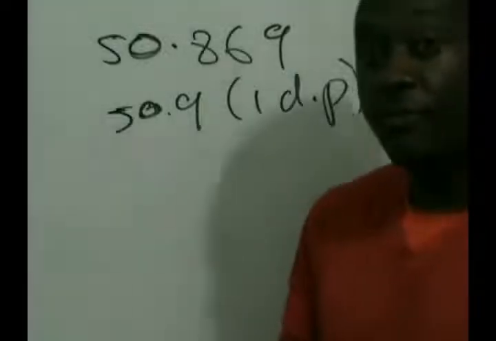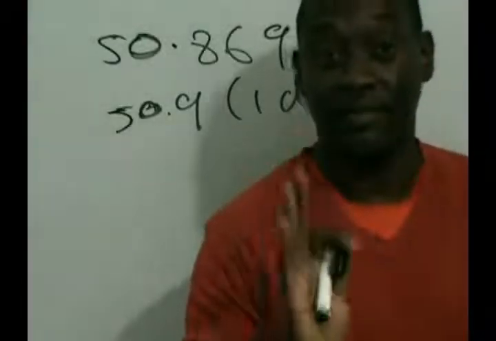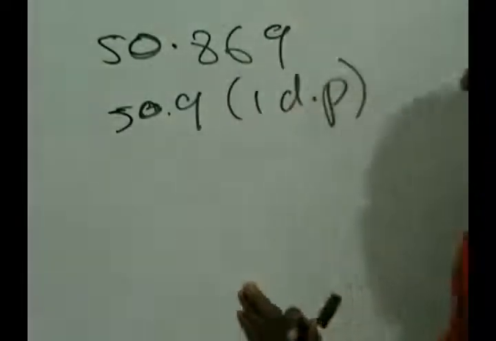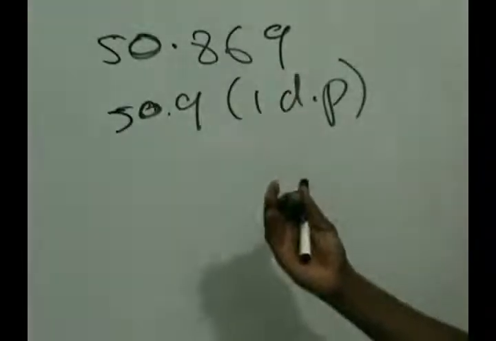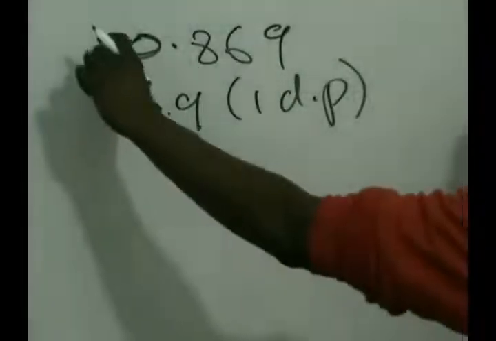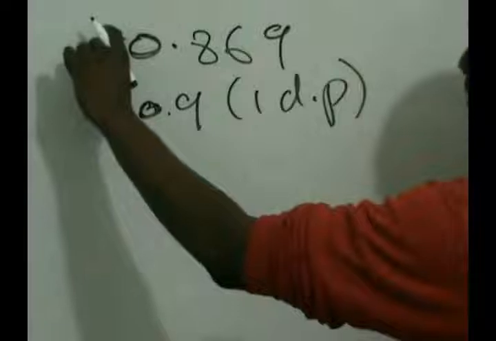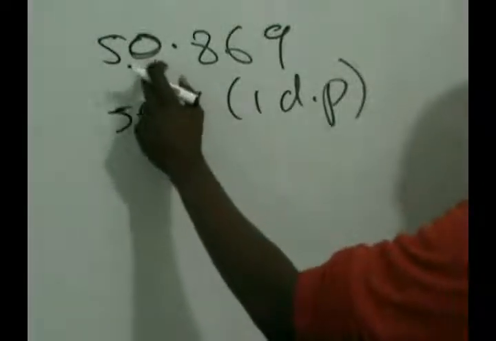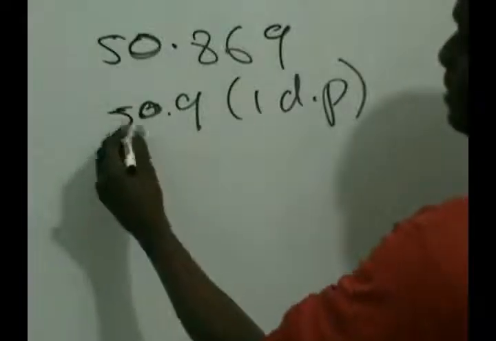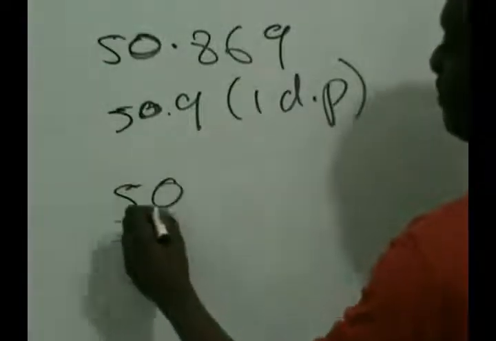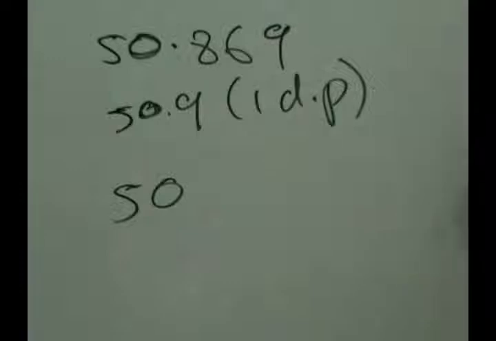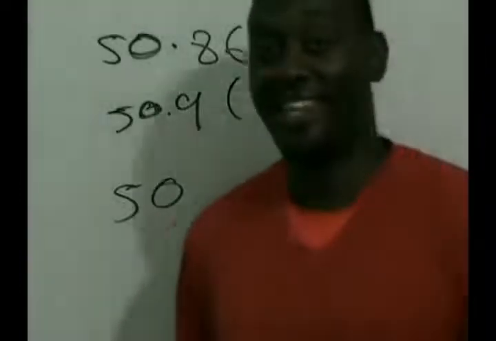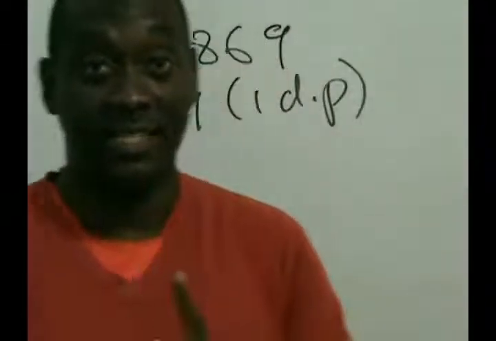Alright? If we had to express this in significant figures, right? 50.869 to one significant figure, the first significant figure is the 5. And since the number after the 5 is just 0, then watch it now, this will just be 50 to one significant figure. Right? Notice the difference. The answer is not 5, eh?